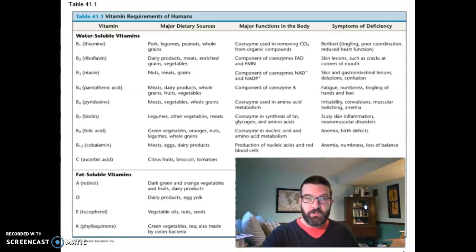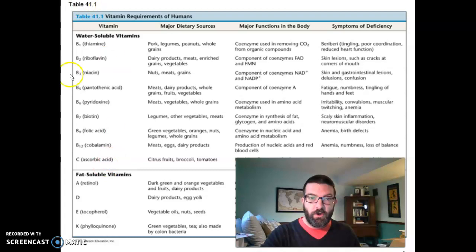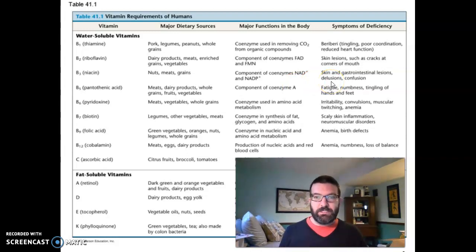Some of these micronutrients, these vitamins, are water-soluble. So all your B vitamins and vitamin C, for instance. And this means they're really easy to absorb and take up. But they also get pushed out in your urine fairly quickly. So you need to eat them fairly frequently, otherwise you'll run out.